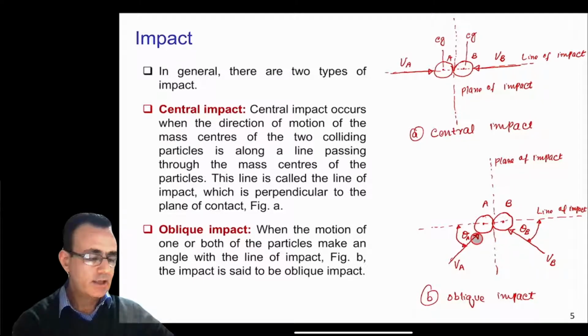Now in this case, it's relatively complicated because in addition to the magnitude of the velocities, you also need to calculate the direction of the velocities. So in this case, you will be given the masses of the particles. You will be given VA and VB and their directions, theta A and theta B, and you will be asked to calculate the final velocities after impact. You will need to calculate the velocity of particle A and particle B after impact, and you will also need to calculate the magnitude and direction of the velocities. So this means that in the oblique impact, you will need to calculate four unknowns, that is, the magnitude and direction of both particle A and particle B after impact. But in the central case, because the particles just move along this line, there are just two unknowns.